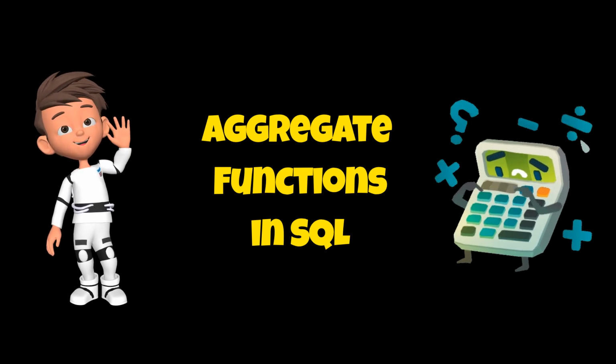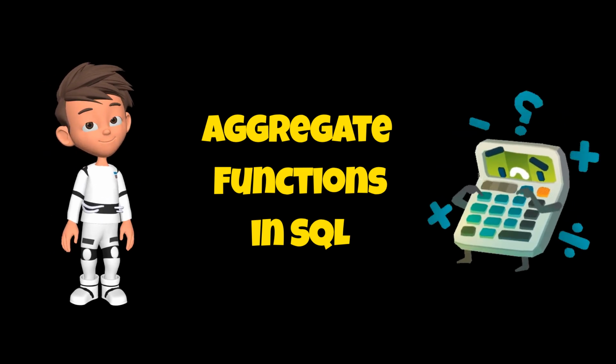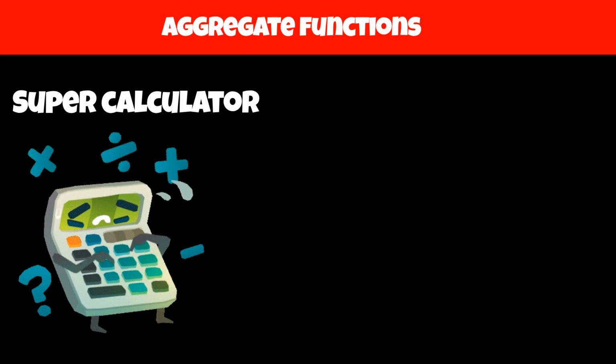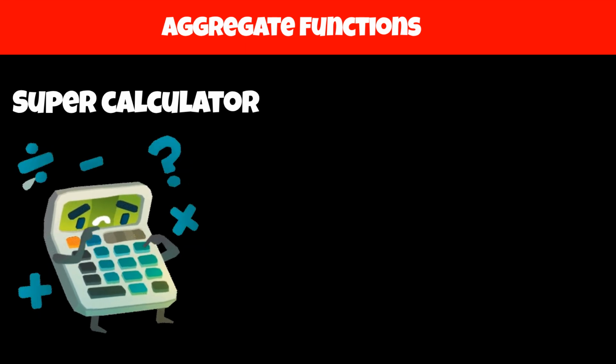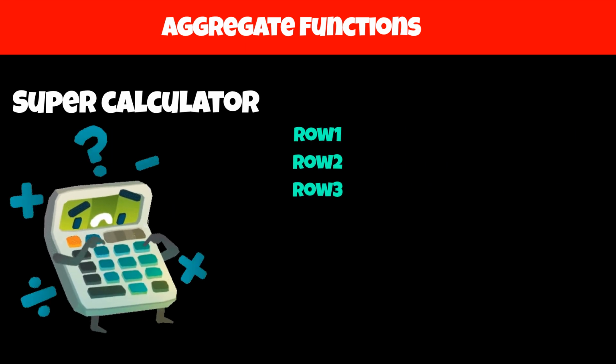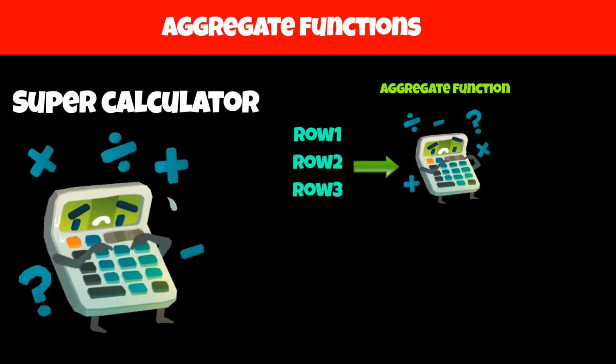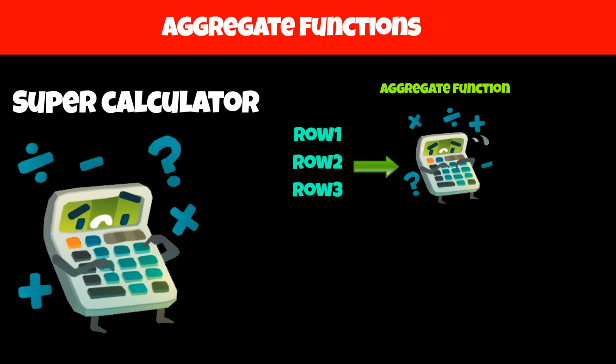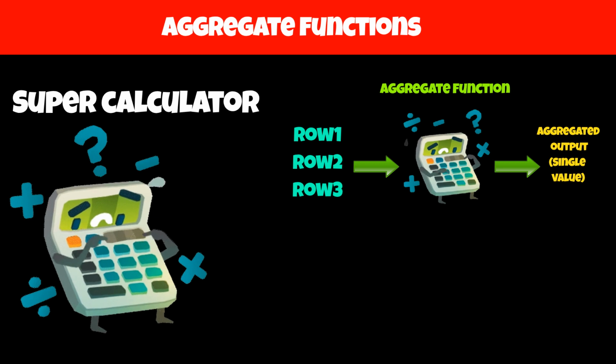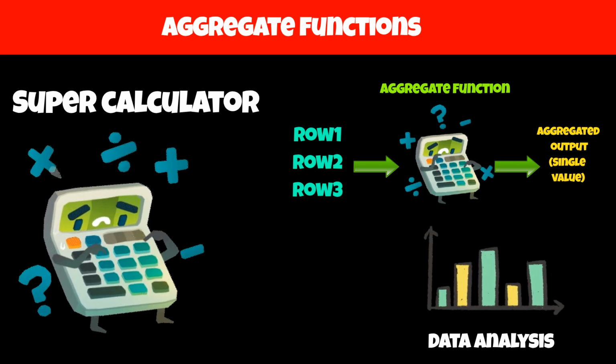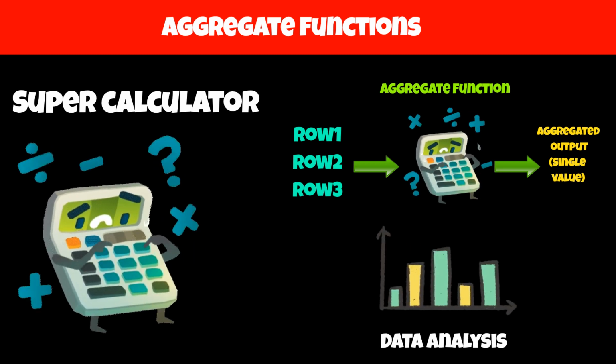What are aggregate functions in SQL? Aggregate functions are like super calculators that help us perform calculations on a large set of data. Meaning, aggregate functions take a few rows as input and perform some operation on them, like counting the rows or adding the rows, and then return a single value as a result. In other words, aggregate functions are powerful tools that help us summarize and analyze large data sets.